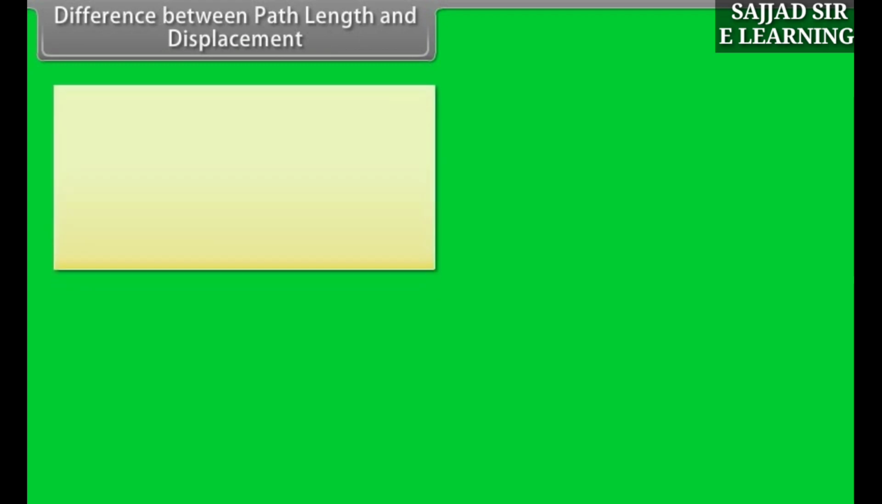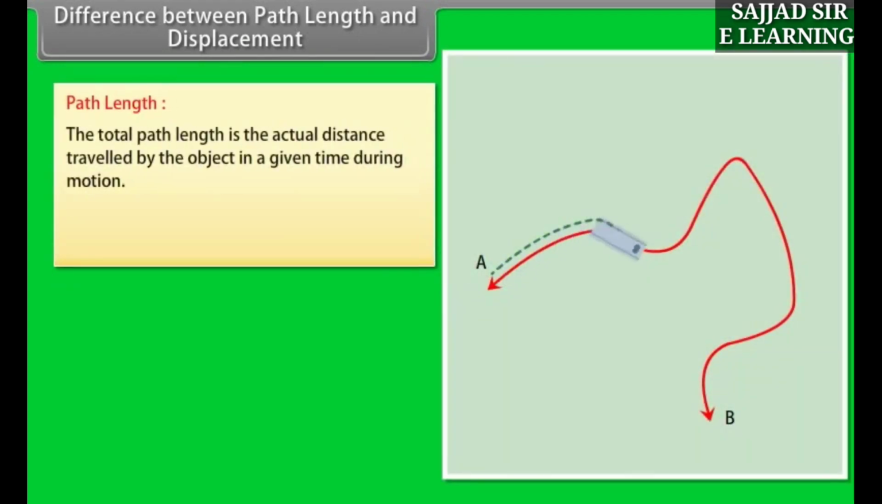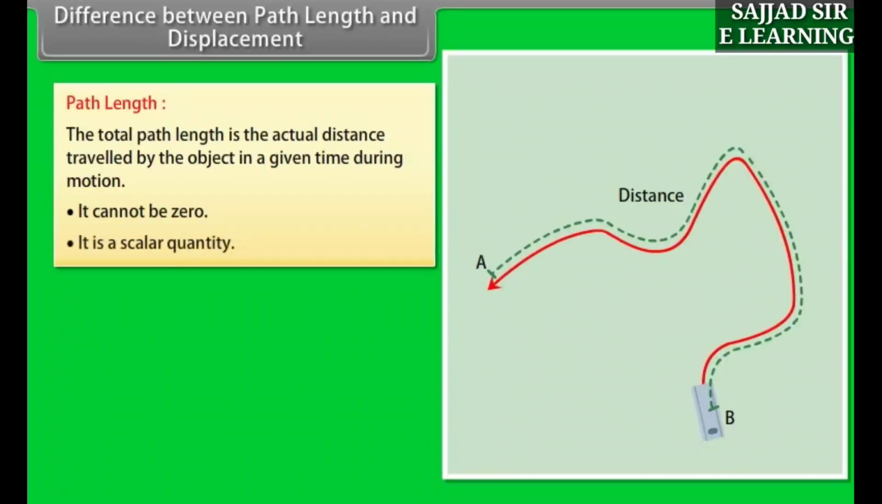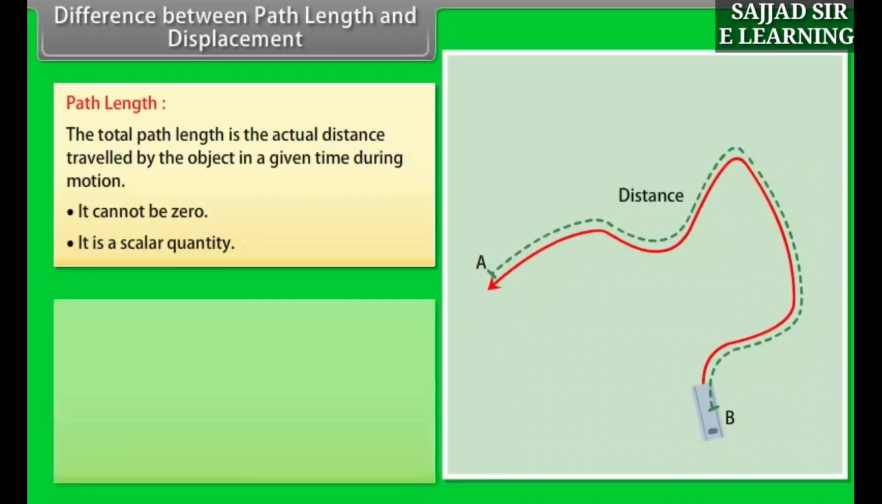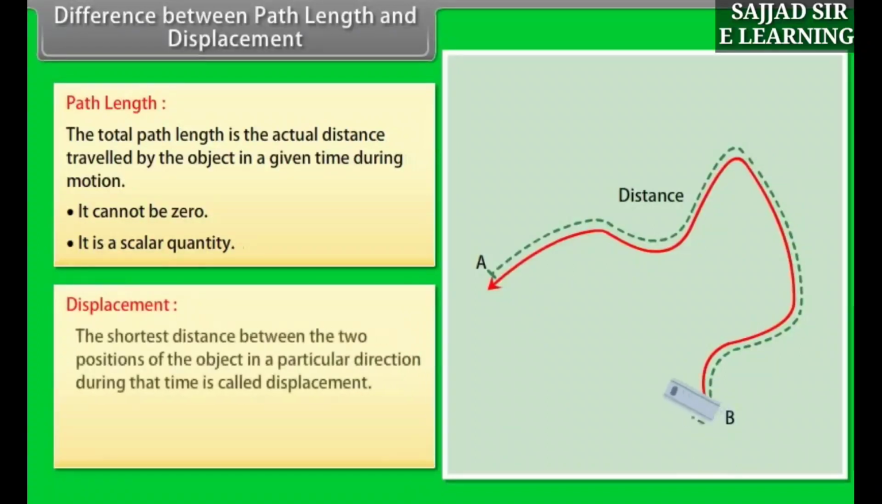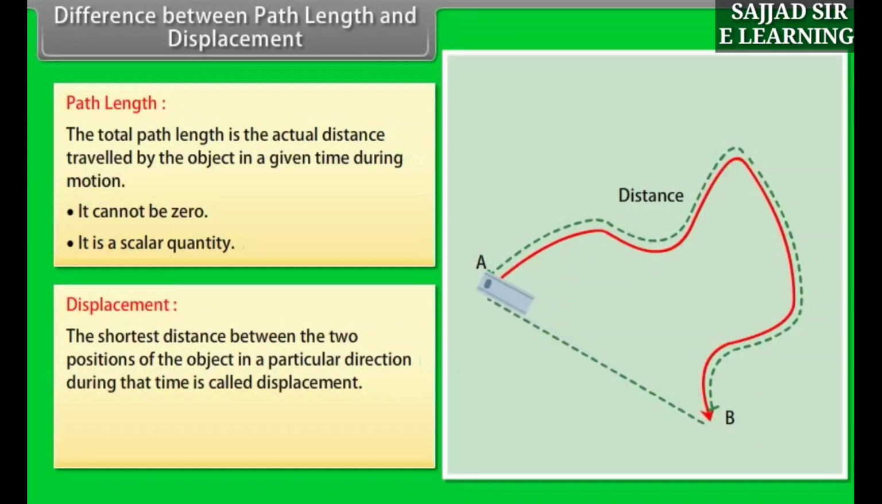Difference between path length and displacement. Path length: the total path length is the actual distance traveled by the object in a given time during motion. It cannot be zero. It is a scalar quantity. Displacement: the shortest distance between the two positions of the object in a particular direction during that time is called displacement. It can be zero. It is a vector quantity.